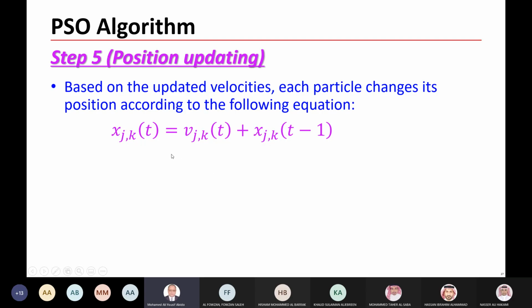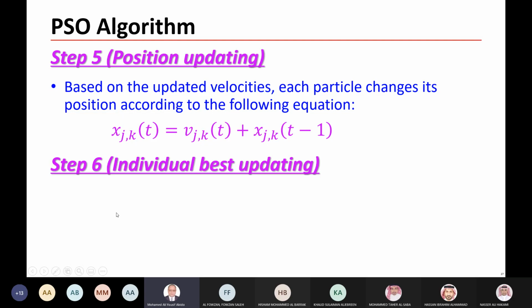Considering that velocity multiplied by the time equals the distance, and the time here is one iteration by one iteration. So this velocity plus the old position gives you the new position. Is it clear? Any question? Okay, now we have the new position.